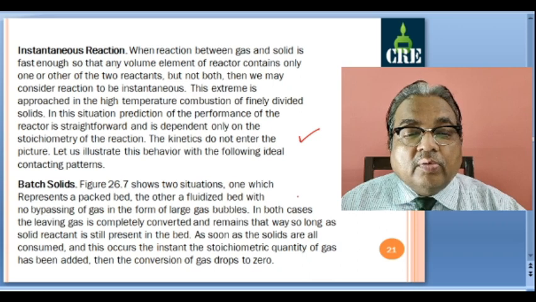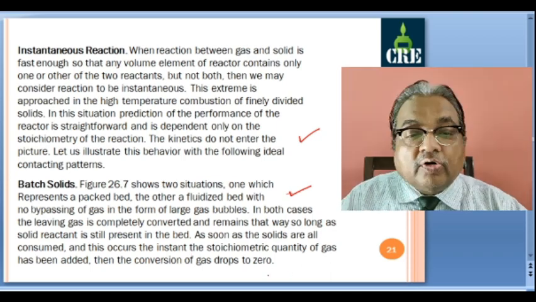So we will see the example of batch of solids. Here we will consider two situations, one of packed bed and one of fluidized bed. No bypassing of the gas in the form of large gas bubbles. In both the cases, the leaving gas is completely converted and remains that way so long as the solid reactant is still present. So solid reactant is in excess of stoichiometric requirement. As soon as all solids are consumed, and this occurs the instant the stoichiometric quantity of the gas has been added, then the conversion of the gas will drop to 0.